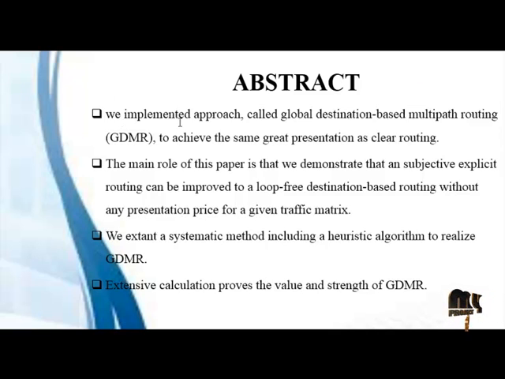Now we implemented an approach called the global destination-based multipath routing pattern to achieve the same great presentation in explicit routing. The main role of this process is that we demonstrate that subjective explicit routing can improve loop-free destination-based routing without any presentation price for the given traffic matrix. We extend the semantic method, including the colony algorithm, to realize the GDMR. GDMR means global destination-based multipath routing, and then extensive calculation proves the value and strength of the GDMR.